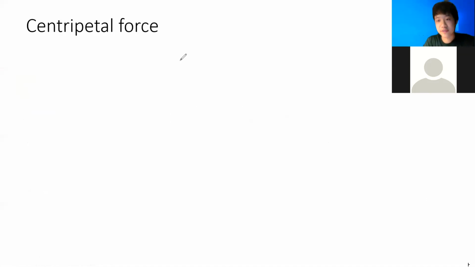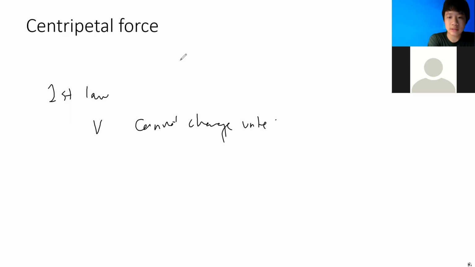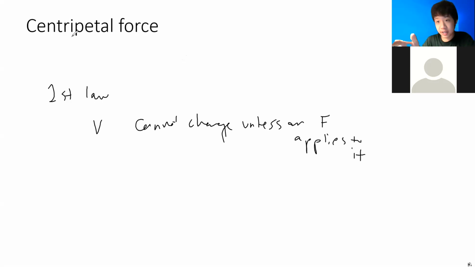Let's first start with Newton's first law. We kind of neglected it in dynamics, and we're going to look at it again here. The first law states that the velocity of an object cannot change unless a force applies to it. If there's no force applying to an object, its velocity will stay constant. And remember, velocity is magnitude and direction. So if there's no force acting on an object, neither the magnitude nor the direction of the velocity will change. All objects tend to go straight on their path.